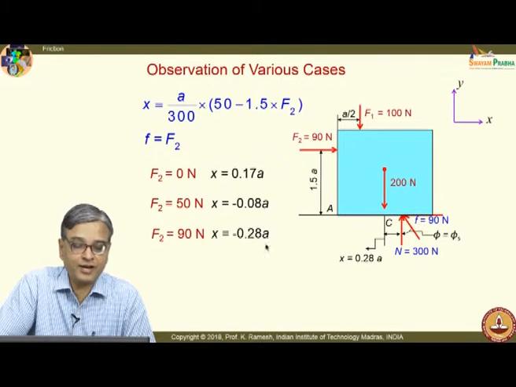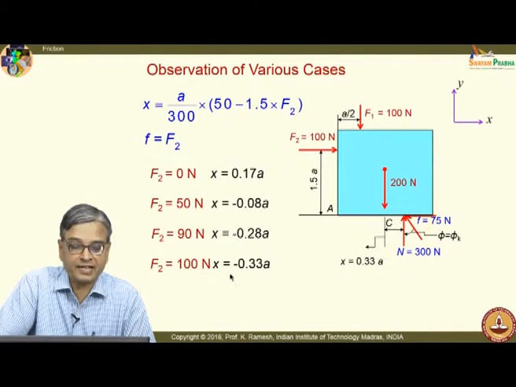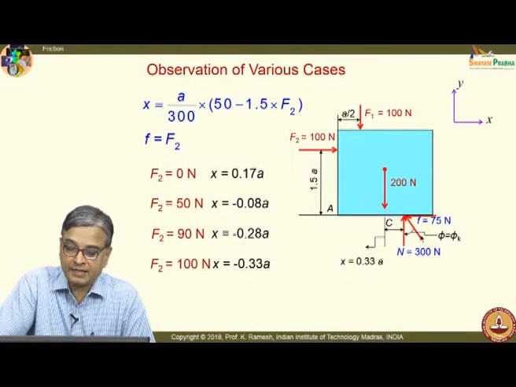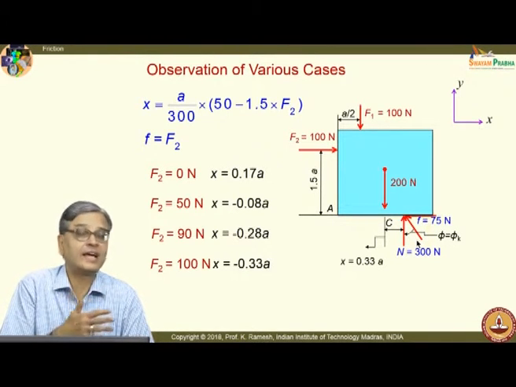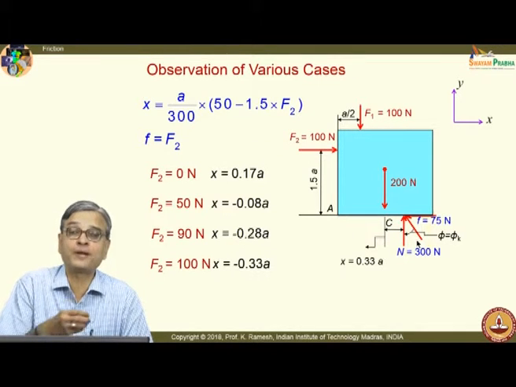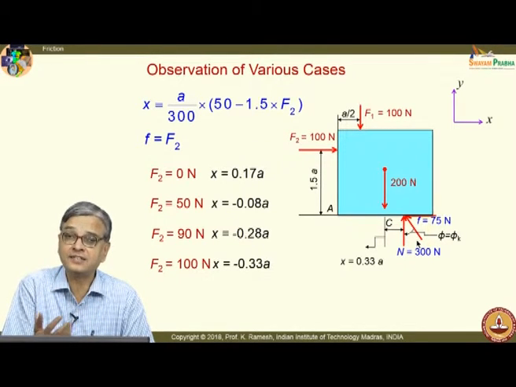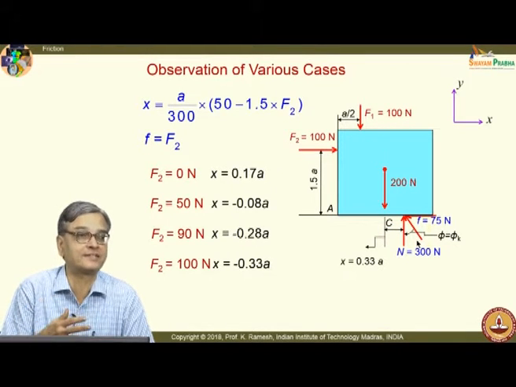We have also been asked to find out what happens when F2 is 100 newtons, and we find that x is 0.33a from this expression. And you also find that the reaction developed, because you are given a kinetic coefficient of friction of 0.25, can be a maximum force of only 75 newtons in this case, dictated by the dynamic coefficient of friction. Even though my applied force is greater than this, you would not have frictional forces to balance it.